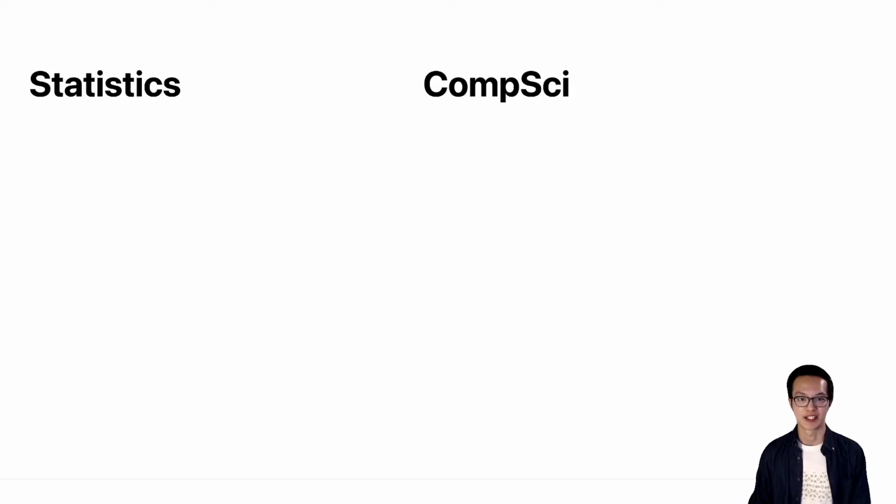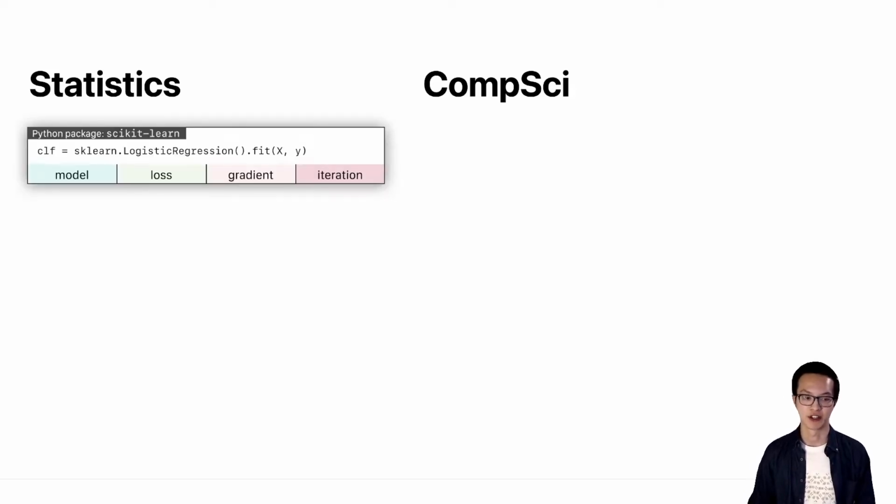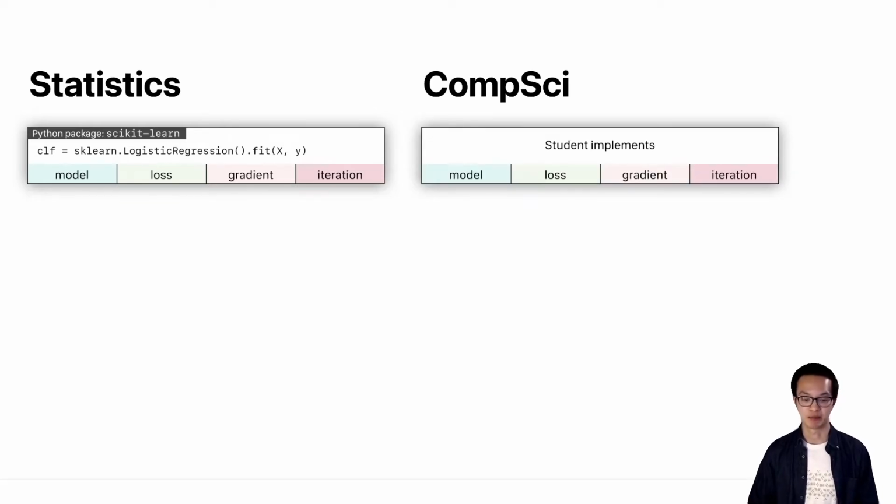Within our group, the stat instructors tended to prefer using a package like scikit-learn, where students could call a function and the package would do everything internally. The comp sci instructors tend to prefer having students implement the entire gradient descent algorithm from scratch. I'll present to you a condensed version of our dialogue.